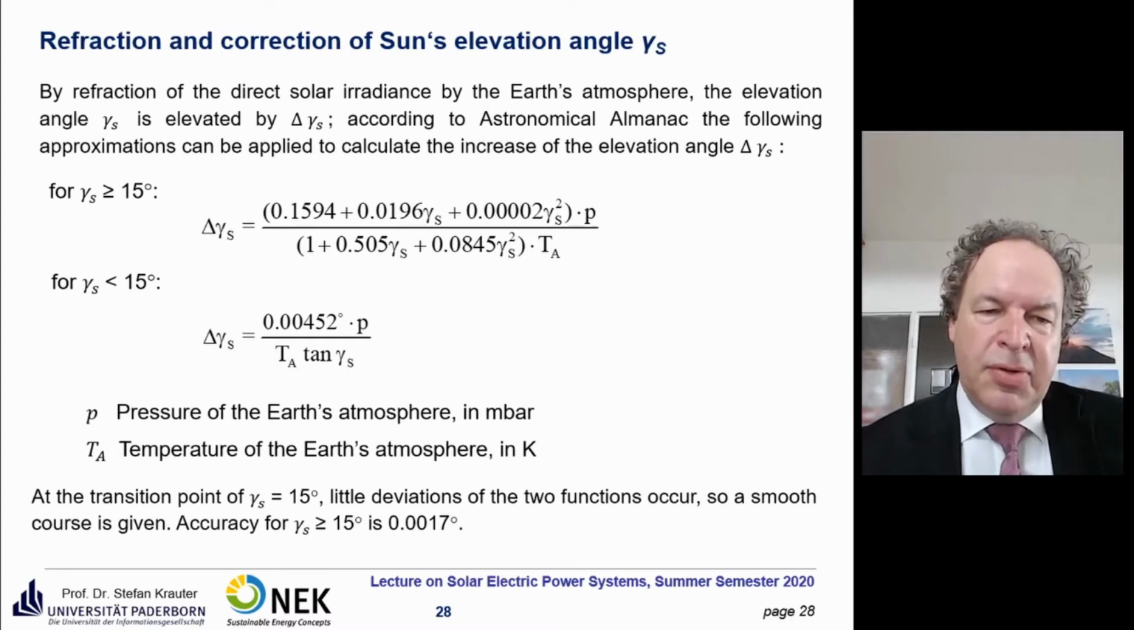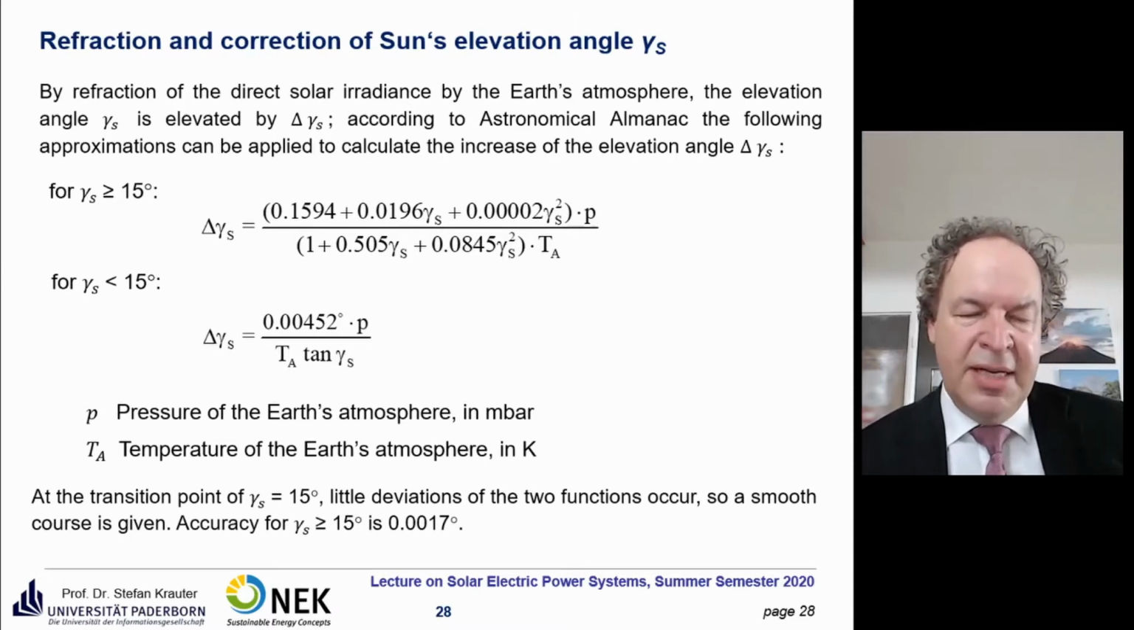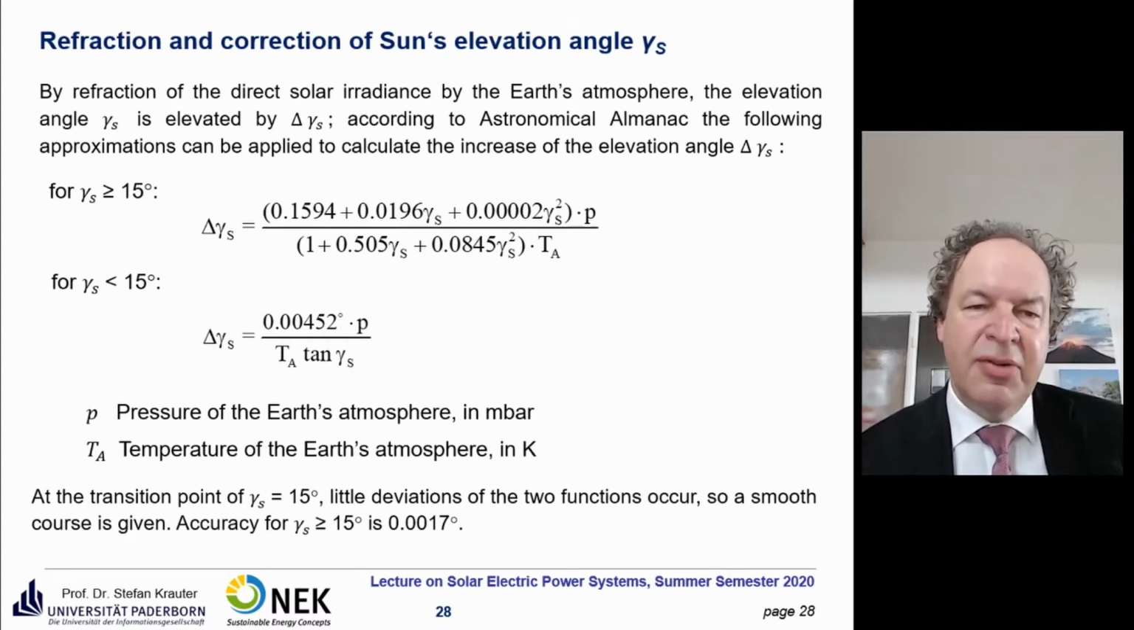Usually due to that effect, the sun shines a little bit longer than it should. From the position point of view, it should already be below the horizon, but it's still visible, and these are the formulas to calculate it. But this effect is really very small. We don't really need that for solar energy applications.